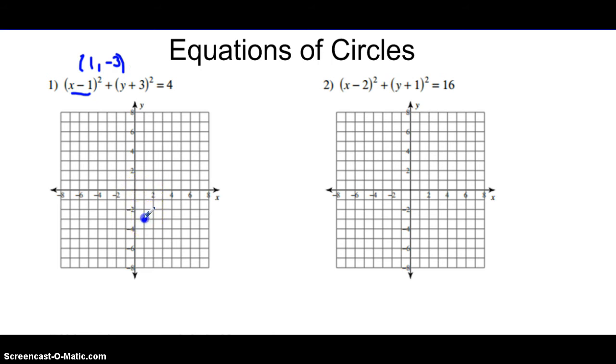All right? Next thing you have to do is find the radius. Now remember, what we do is take the square root of 4 to find the actual radius, which gives us 2. So what you're going to do is go up 2, down 2, right 2, and left 2 from your center, okay? Once you've done that, you just go around and you've got your circle. All right, you try the other one.